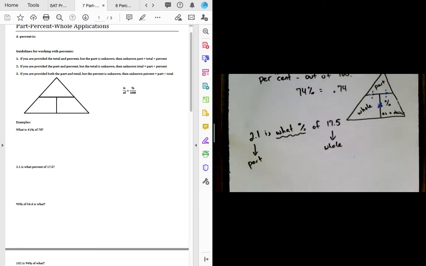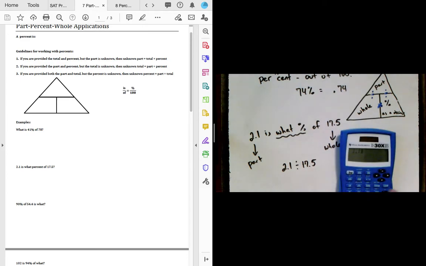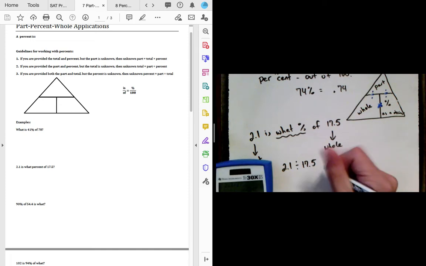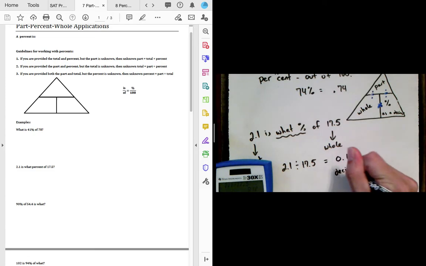Going back to our triangle, if we know part and whole, then we're going to do part divided by whole in order to find out what the percentage is. So I take my 2.1 and divide by 17.5. On my calculator, I'm going to go 2.1 divided by 17.5. Notice that on your calculator, the division symbol is like the fraction slash, but it does the same operation. And here I got 0.12.